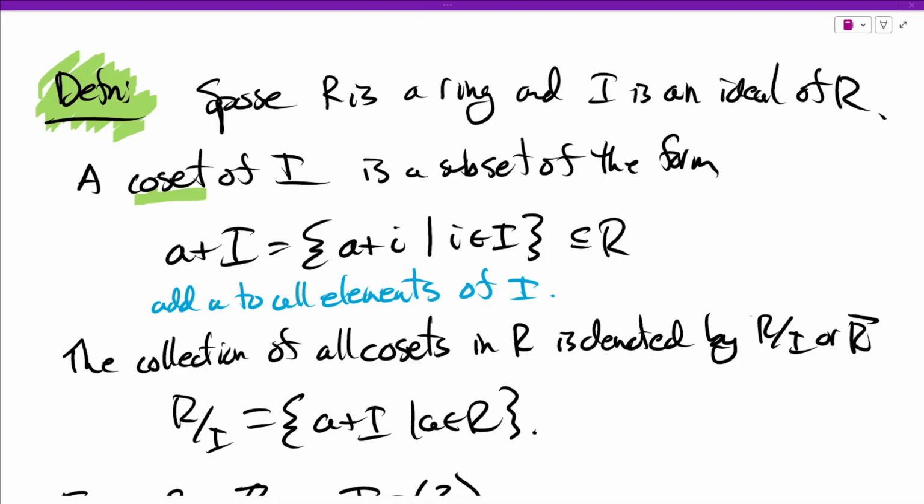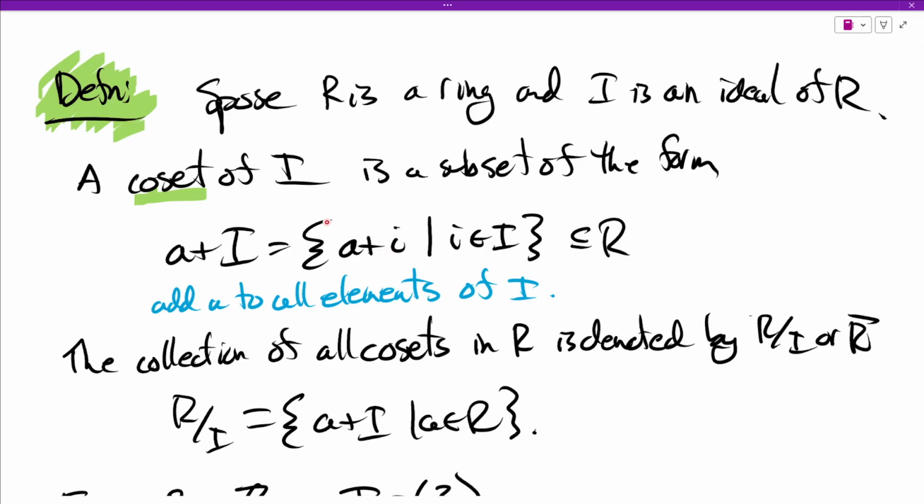So let's just quickly go through that, and I'll put this in the right spot. If we have a ring and an ideal in that ring, then a coset of I is a subset of the form a plus every element of I. So you take all of the elements of I and you add them to this fixed a. So a here is fixed, and we sum a with all the elements of I.